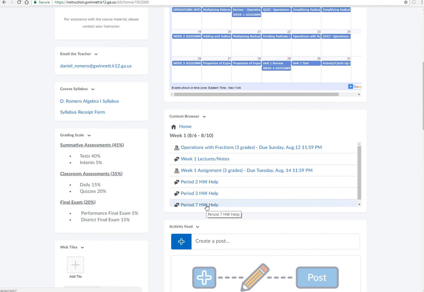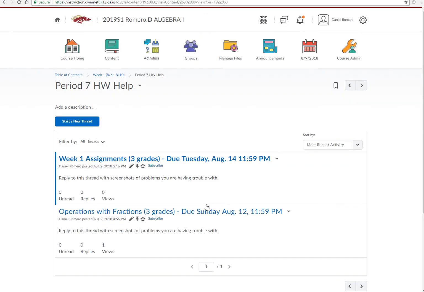On the bottom here, period 7 homework help. This is the first thing I'm going to check each class. You're going to get here, I'm going to click this, and I can see here that nobody is asking me for help because I have no replies. Maybe you're not asking for help just because you know it all. Hey, operations and fractions, let's review. I've taught long enough to know that yes, there are people here that do not know how to do operations and fractions, but theoretically, everybody should know how to do that. Maybe that's why you haven't posted.